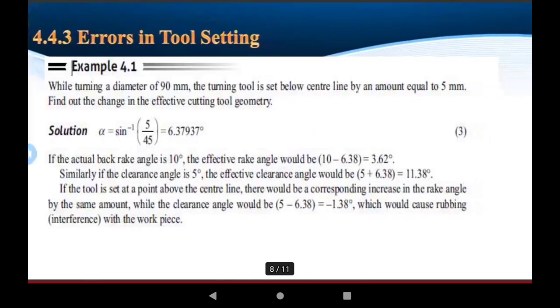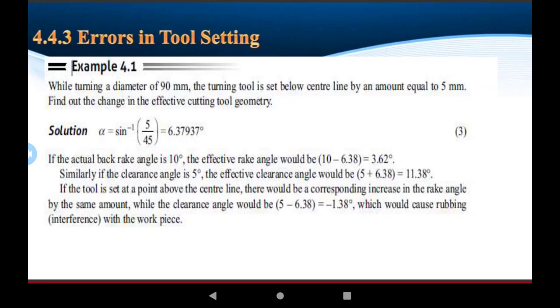And the errors in the tools are also used for setting, for example while turning a die. Suppose one problem is solved with this formula. Find out the value of alpha when turning a diameter of 90 mm, and suppose the turning tool is set below the center line by an amount h equal to 5 mm. Find out the clearance change in the effective cutting tool geometry.